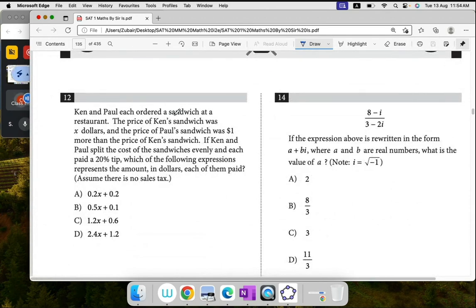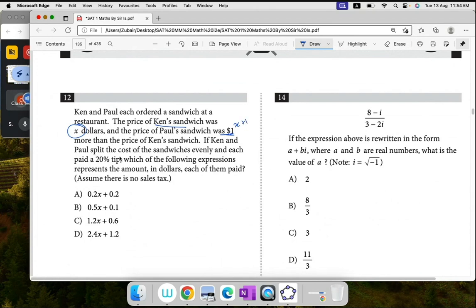Ken and Paul each ordered a sandwich at a restaurant. The price of Ken's sandwich was x dollars. Now, this is not fair. If friends are there, why are you comparing the prices? And the price of Paul's sandwich was $1 more than Ken's. So x plus 1. Then price of Ken's sandwich.